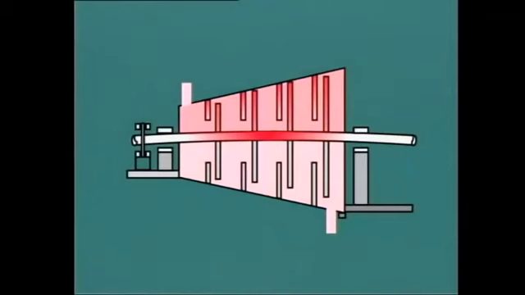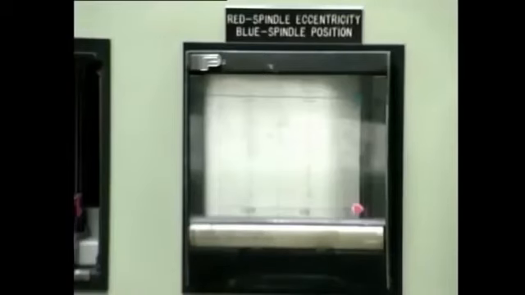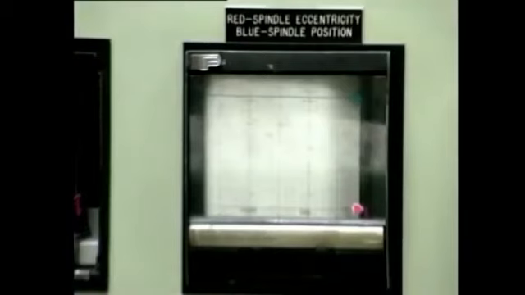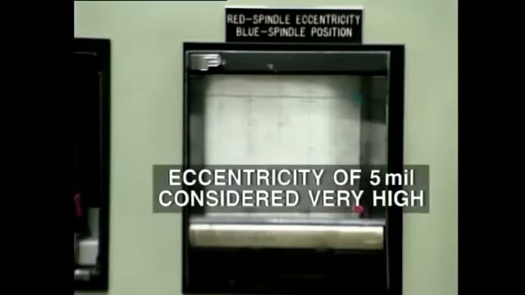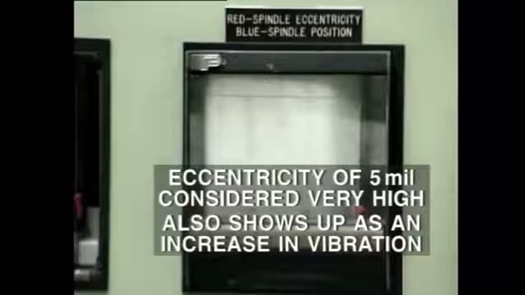The shaft and rotor take on a slight bow due to temperature distortion, and this is exaggerated by the centrifugal force of rotation. Eccentricity is dangerous because it results in a reduction in radial clearance between the rotating and stationary parts. The degree of eccentricity is measured and recorded at the operator's terminal or control board. In most machines, an eccentricity of 5 mil is considered very high. High eccentricity also shows up as an increase in vibration at the bearings.